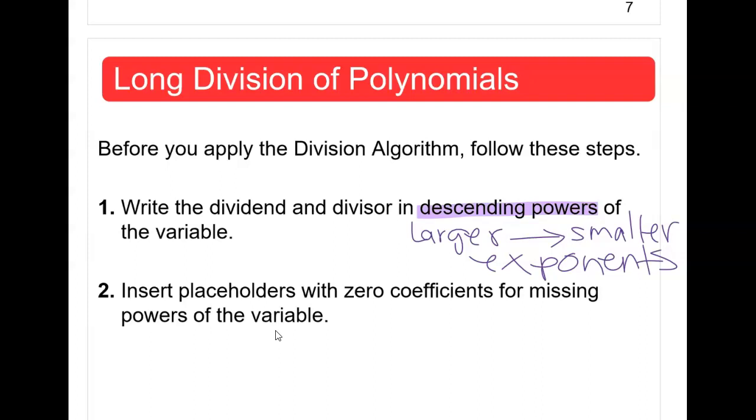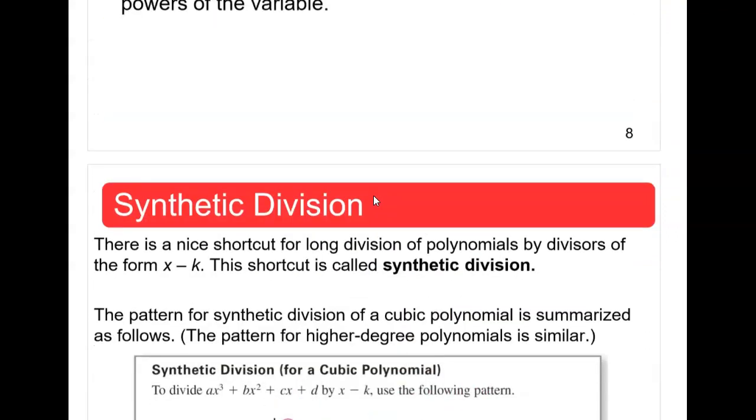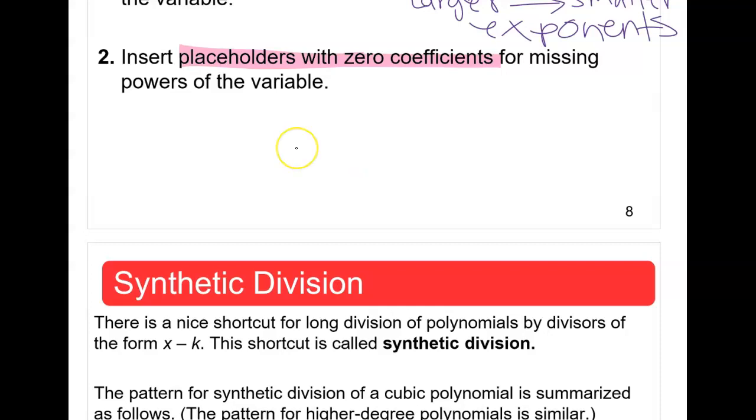Then second step, insert placeholders. This is so important. With 0 coefficients for missing powers of a variable, and we will see that example in a minute. Okay, let me give you an example here. So if you have something like, let's say, 6x to the power 4 plus x to the power 2 minus 1. Here, yes, it is written in descending order.